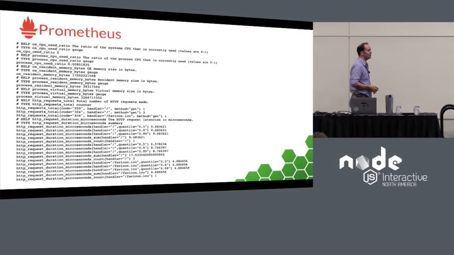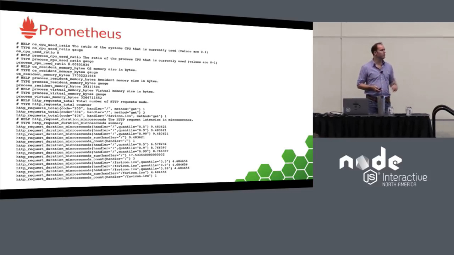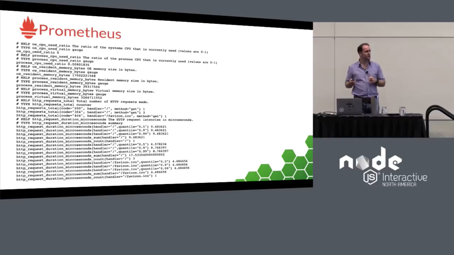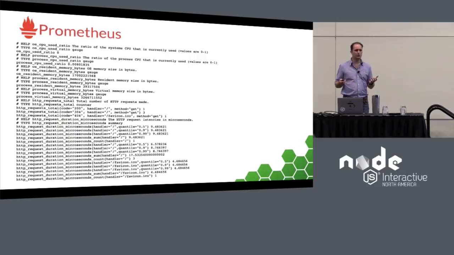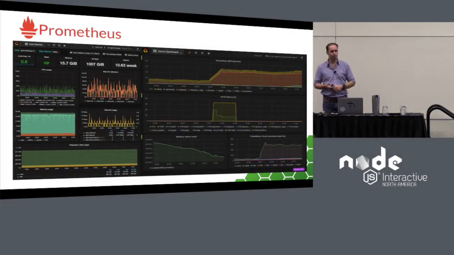Now, that in itself is not particularly usable. It's human readable, but it's not usable. But what Prometheus does is it provides a data store and a visualization. And that visualization uses things like Graphite and Grafana, which is a dashboarding technology to build your own dashboards. And it allows you to build things like this.